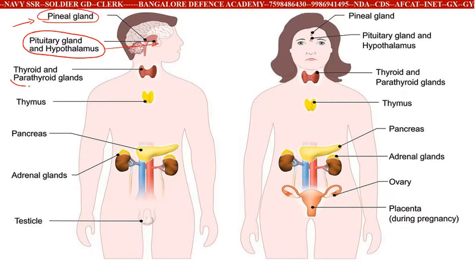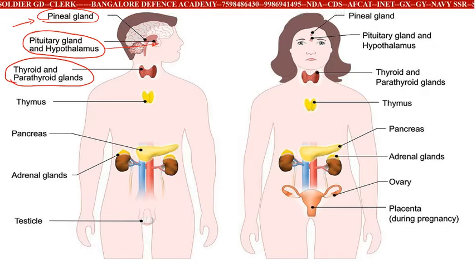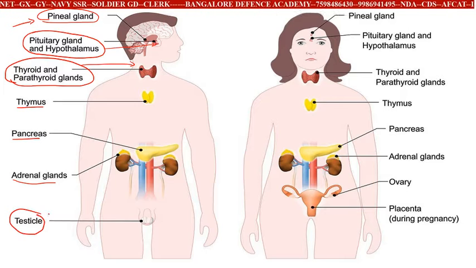Next, you have the thyroid and parathyroid glands, which are situated in the neck. Next, you have the thymus. Next, you have the pancreas, which is situated near the liver. And then you have the adrenal gland, which is situated on the kidney. And for men you have the testicle.